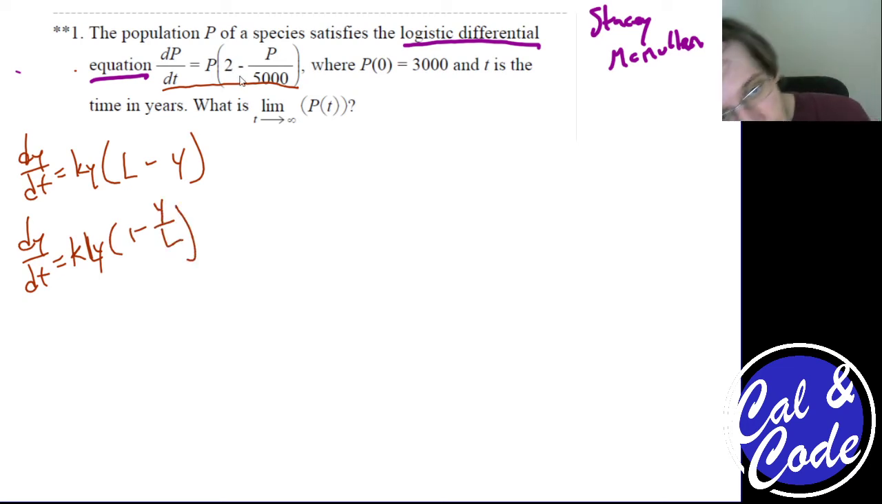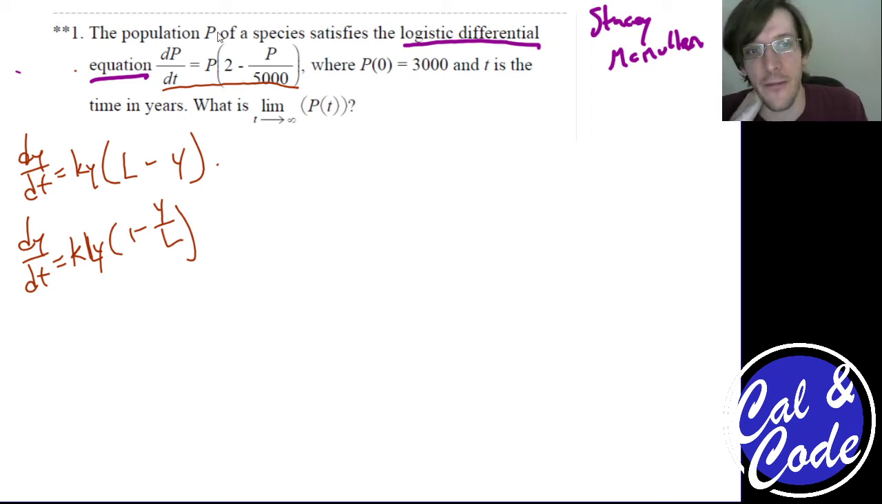This doesn't have this number factored all the way out, and I can't say that 2 is necessarily my L, because there's a number underneath P. It's not just P by itself. So this is neither of those two forms. How can I get it into those forms?